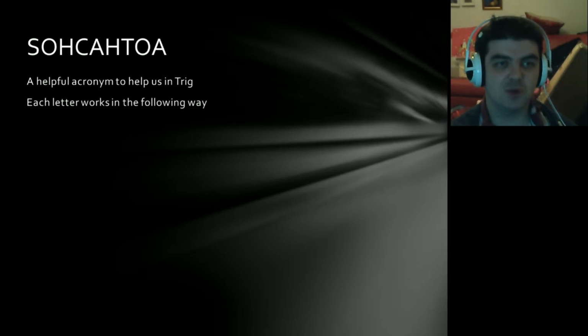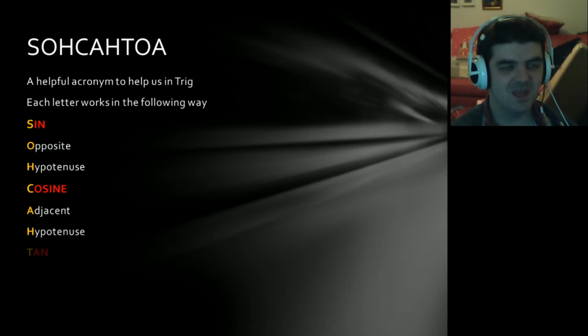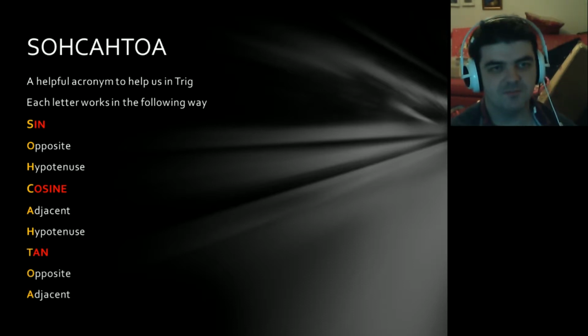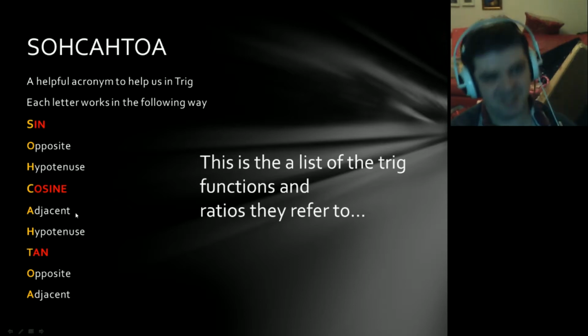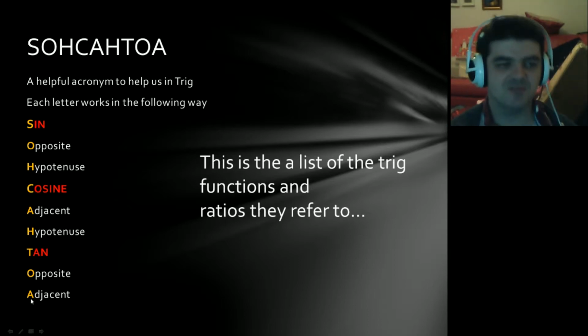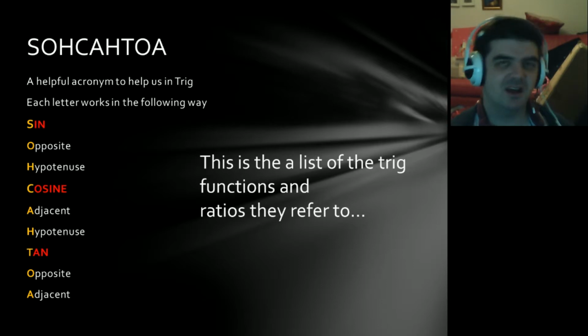Each of the letters works in the following way. S is for sine, O is for opposite, H is hypotenuse. C is for cosine, A is for adjacent, H is hypotenuse. T is for tan, O is for opposite, and A is for adjacent. This is the list of the trig functions and the ratios they refer to. So sine is opposite divided by hypotenuse, cosine is adjacent divided by hypotenuse, and tan is opposite divided by adjacent. If you can remember SOHCAHTOA, you're well in.